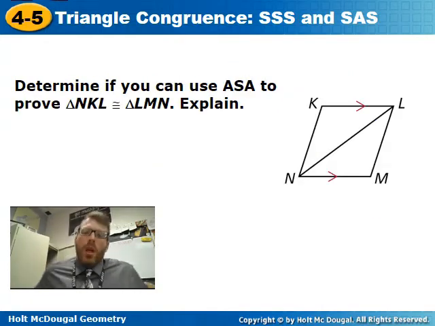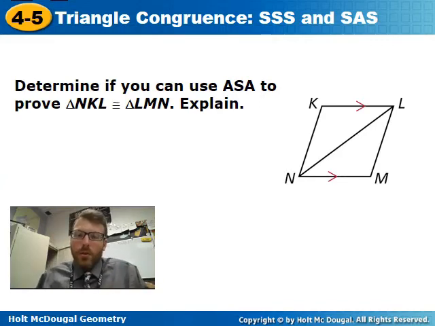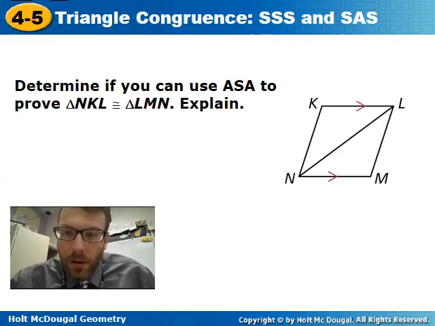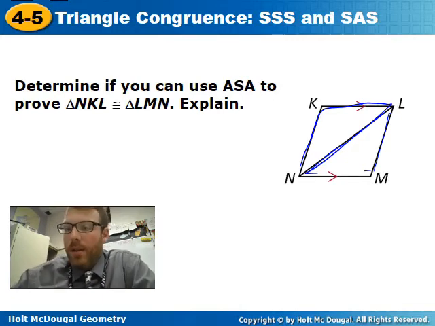Okay, so we're going to determine whether or not we can use angle, side, angle again to prove that these two triangles are congruent. So NKL, this triangle right here, and the other one, LMN. In order to see if that's congruent to the other one, you first want to see if they share anything. Do they share anything? The answer is yes, they share this side.